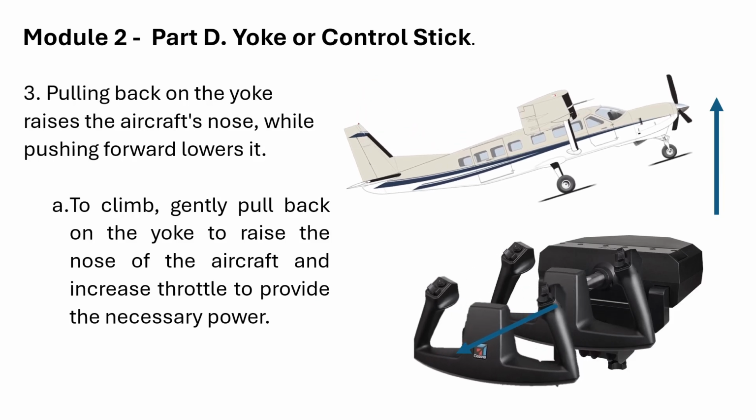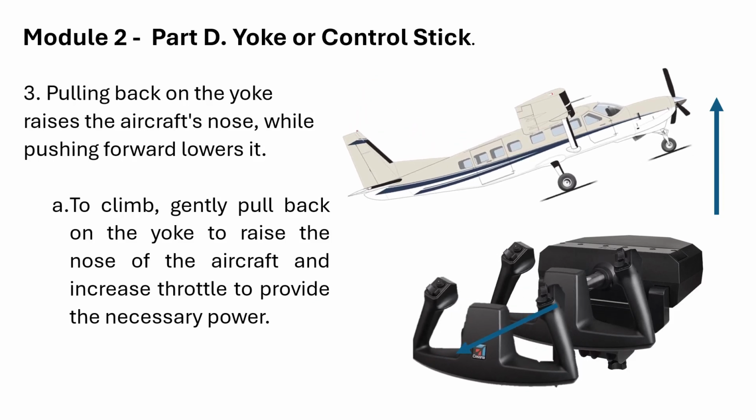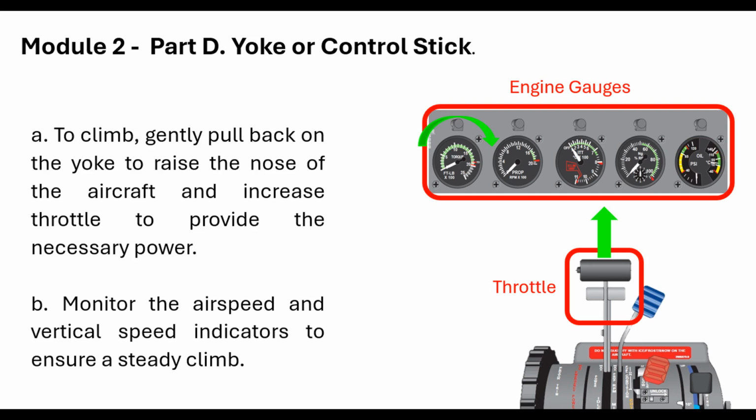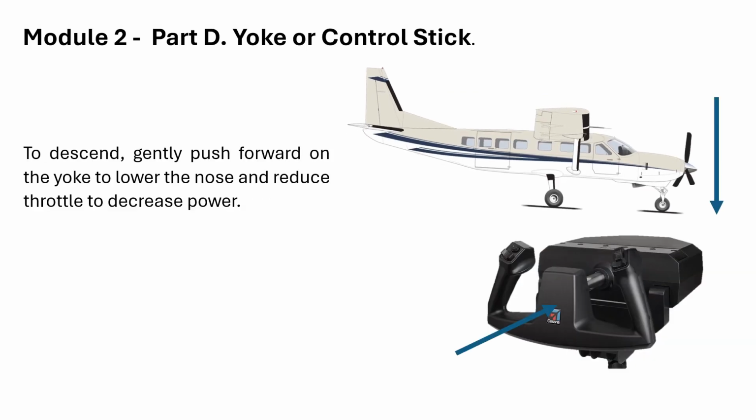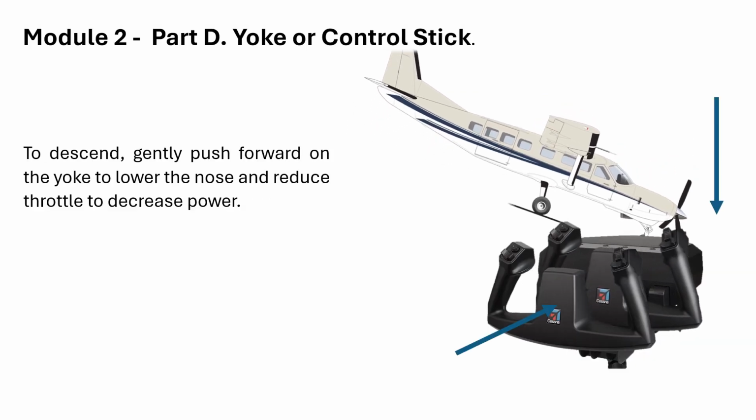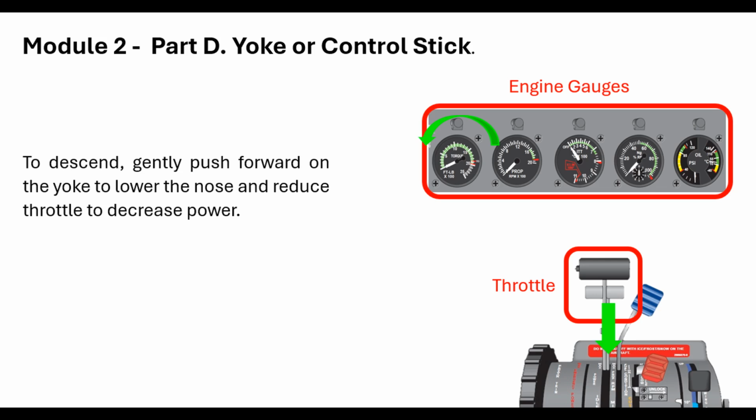A. To climb, gently pull back on the yoke to raise the nose of the aircraft and increase throttle to provide the necessary power. Monitor the airspeed and vertical speed indicators to ensure a steady climb. To descend, gently push forward on the yoke to lower the nose and reduce throttle to decrease power.